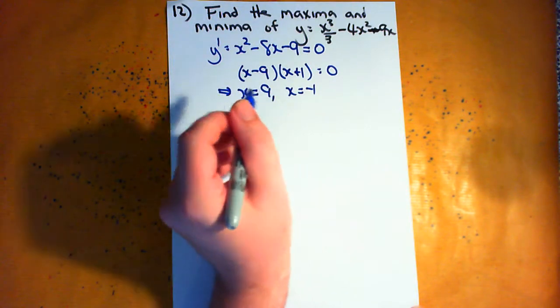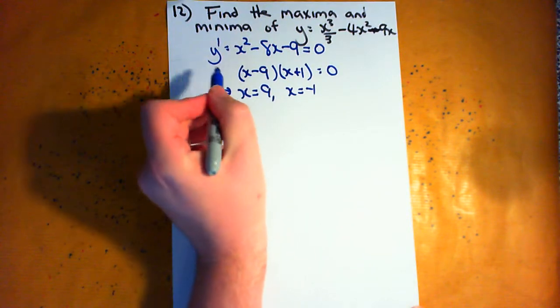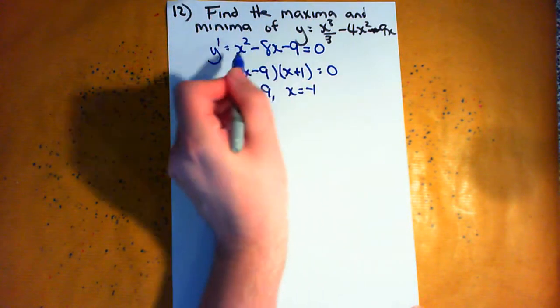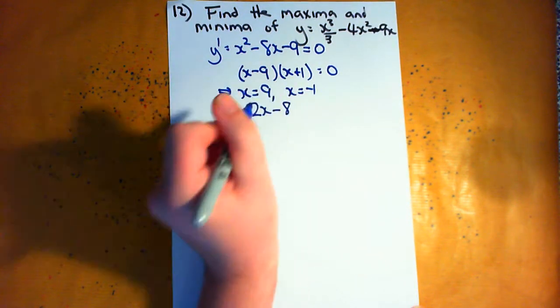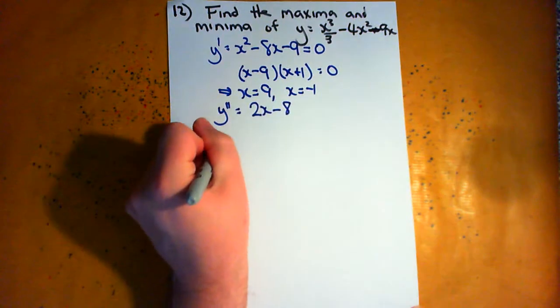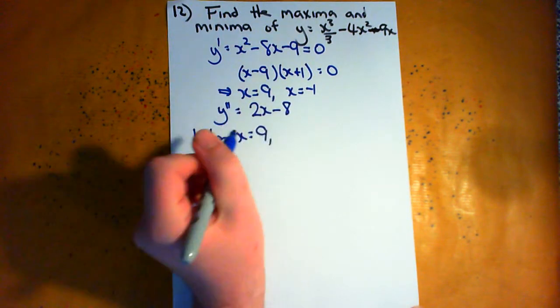Okay, so we'll need also the second derivative. So the second derivative is going to be differentiate the first derivative. That gives us 2x minus 8. So when x equals, let's start with 9. So when x equals 9, what do we get?